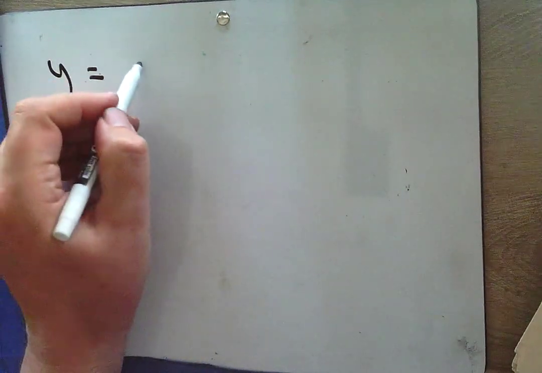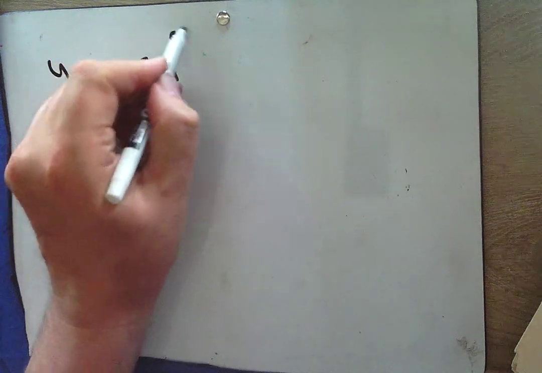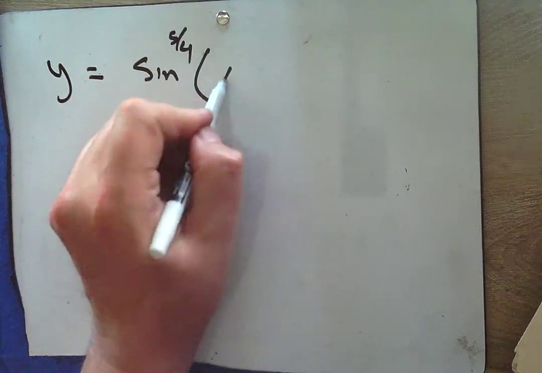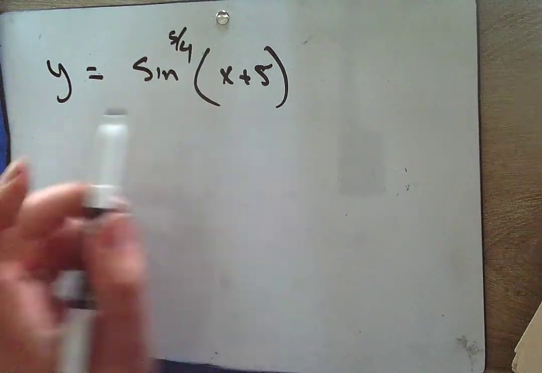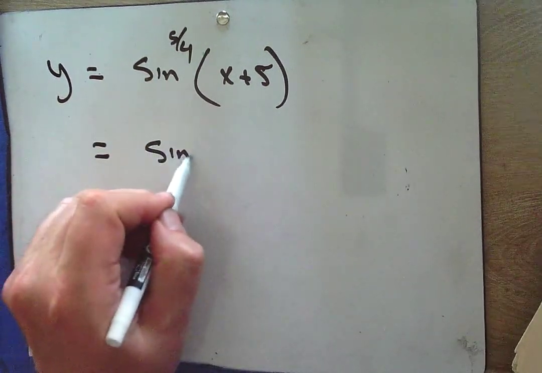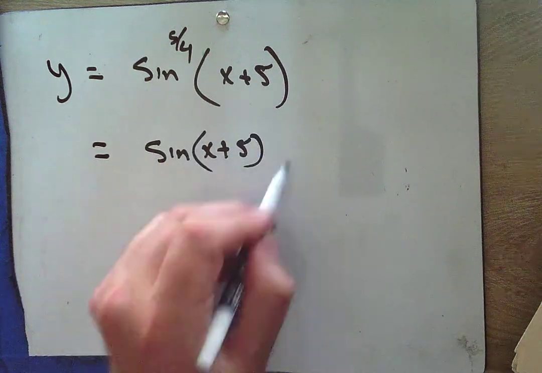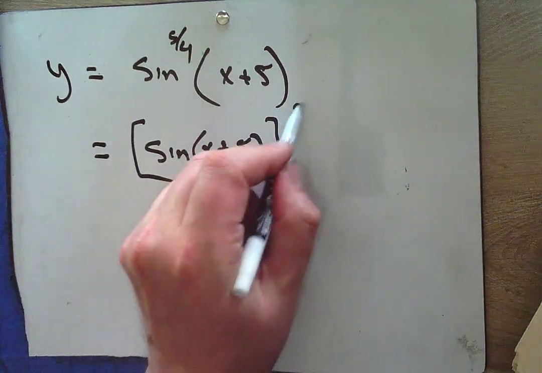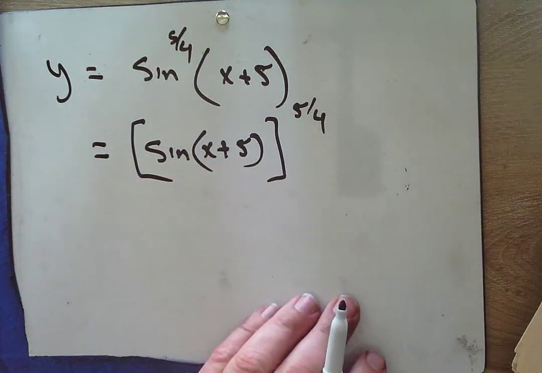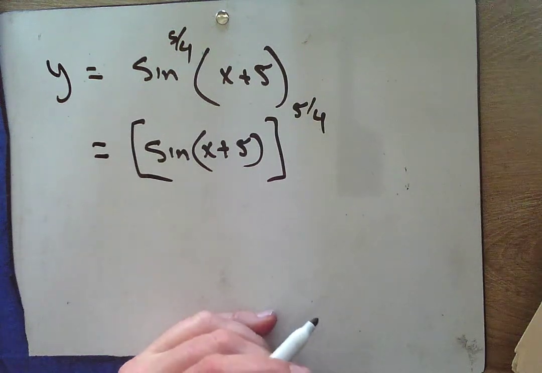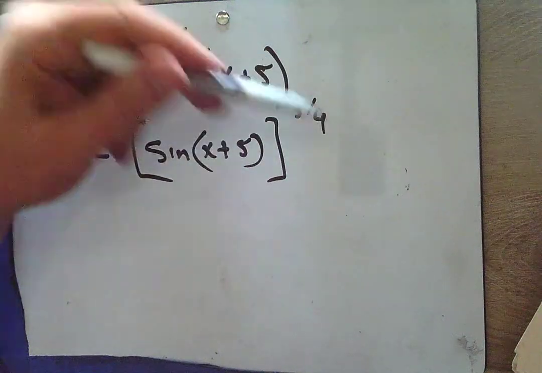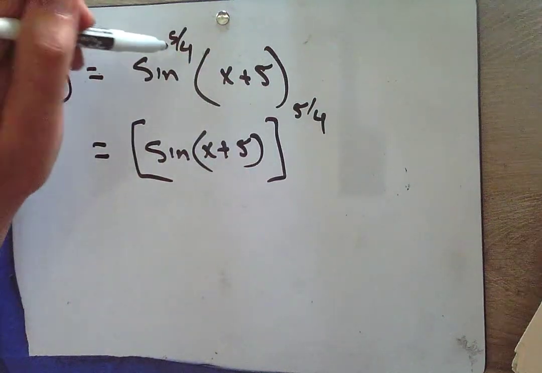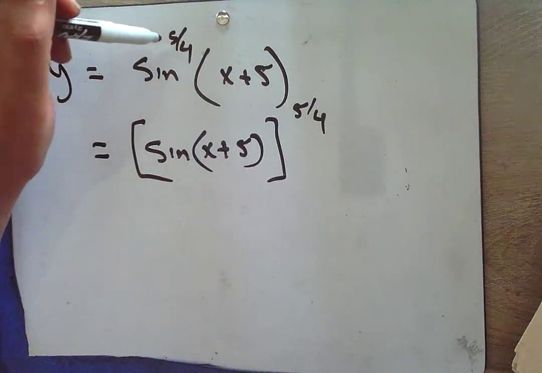Well, the second one is y equals the sine to the 5/4 of x plus 5. Okay, now, of course, we could write that as sine of x plus 5 raised to the 5/4 power. And I think my evidence shows that students make fewer mistakes when they rewrite it so that it looks like this, rather than take this on here. I'm not saying don't do that.